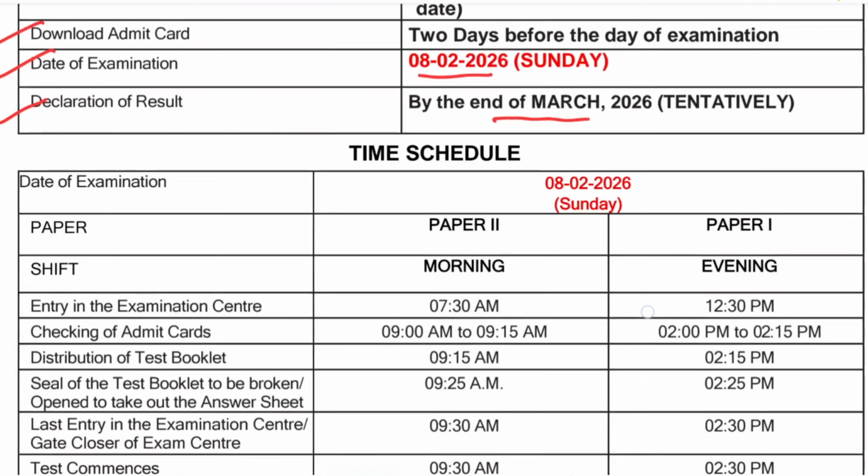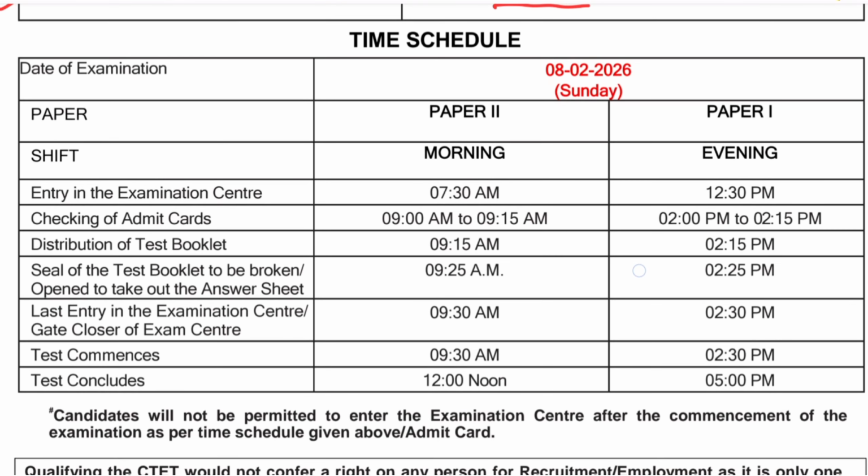And next, let us see the time schedule of the examination. For the paper that is in the morning shift, you can enter the examination hall at 7:30 a.m. Then checking of admit card is from 9 to 9:15. Distribution of test booklet at 9:15. The seal of the booklet will be opened at 9:25. The last entry at the center is 9:30. And your exam will start at 9:30. It will get over by 12 noon.